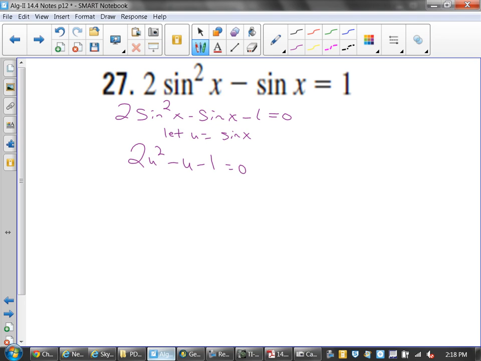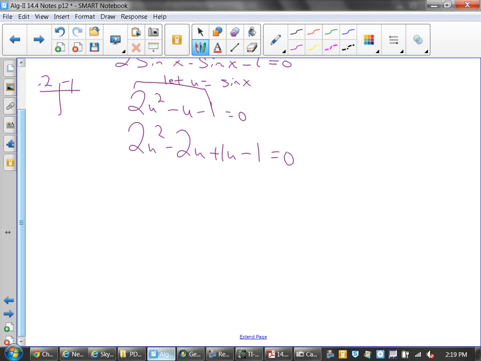So when I do that, what times what is negative 2, and I add together to get negative 1? Negative 2, positive 1. So you wind up with 2u squared minus 2u plus 1u minus 1. I'm setting this up to be a factor by grouping problem again. When you do your factoring by grouping, you're taking GCFs out, 2u, and take out a 1. Now I have 2u plus 1 and u minus 1 as my two separate terms.